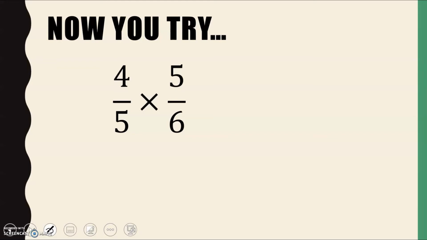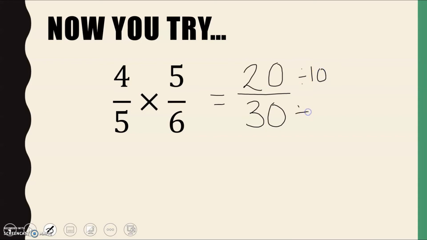Okay, hopefully we paused the video and gave that a go. So 4 times by 5 then is going to give me 20, and 5 times by 6 is 30. Now both these numbers end in a 0, so they must be in my 10 times table. So we are going to divide by 10, top and bottom, to simplify, and that is going to give me 2/3 for my answer there.